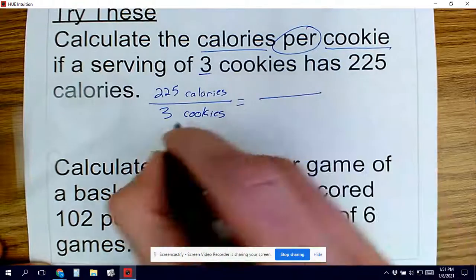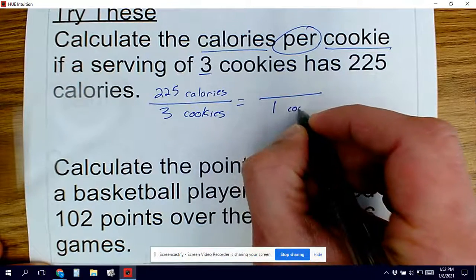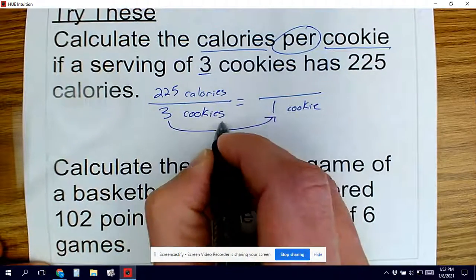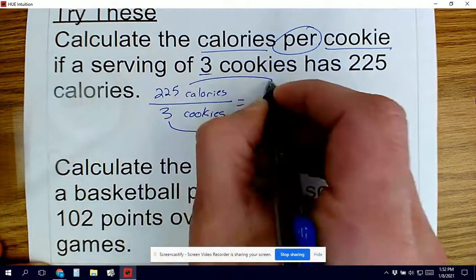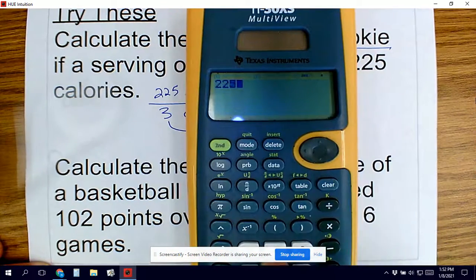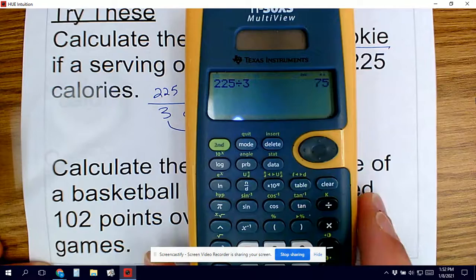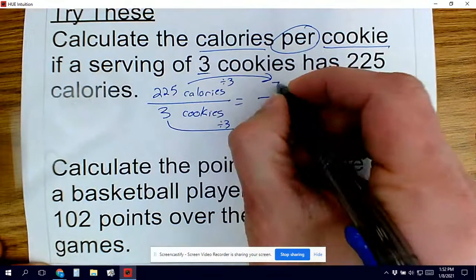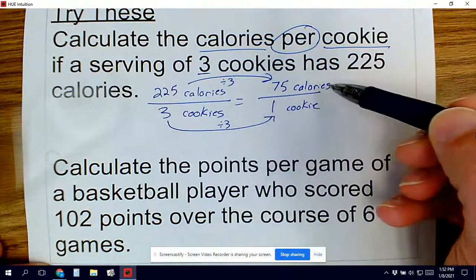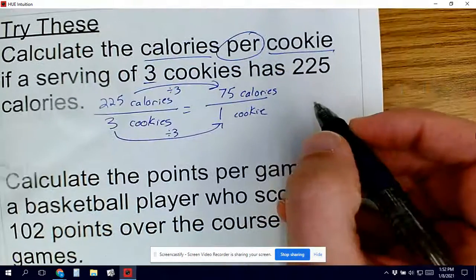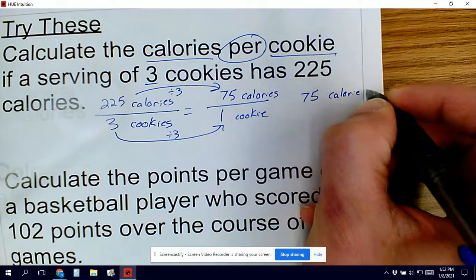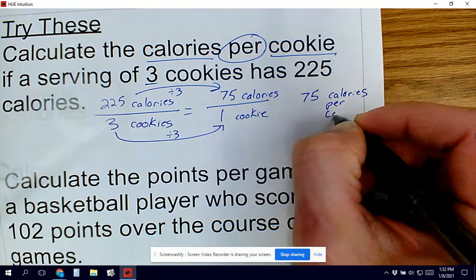We want a unit rate, so we are comparing to 1, in this case 1 cookie. To go from 3 to 1, we are dividing by 3. Let's do the same thing up top. Calculator if you need it. 225 divided by 3 gives you 75. Don't forget to label calories. You see your unit rate, 75 calories to 1 cookie, writing it as a unit rate, 75 calories per cookie.